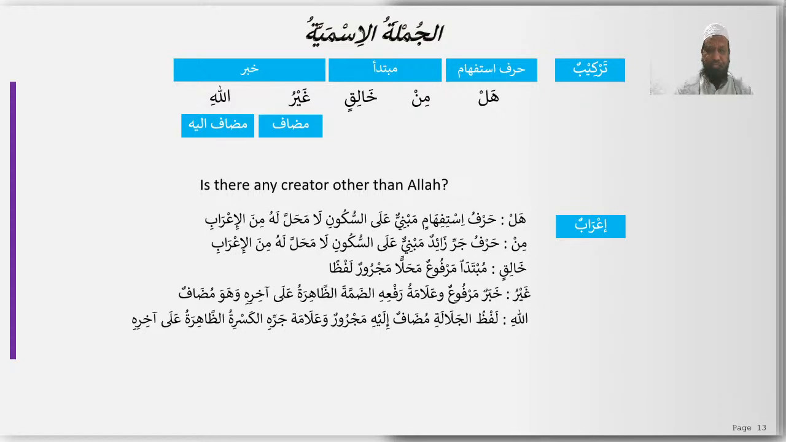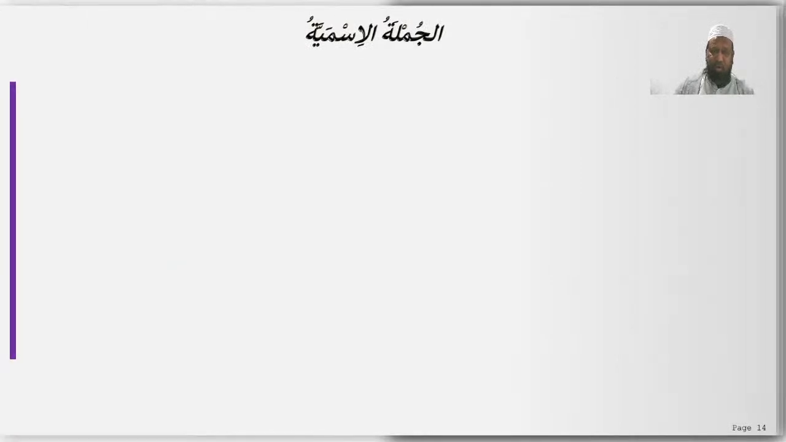Okay, let's move on. Next example. Let's see if we can translate this, and I'm sure we can. Jumla ismiya. So look for mubtada and look for khabar. Because we are doing harful jar az-za'id, which is min, obviously the examples will be for min.